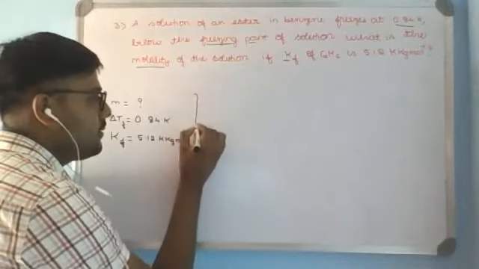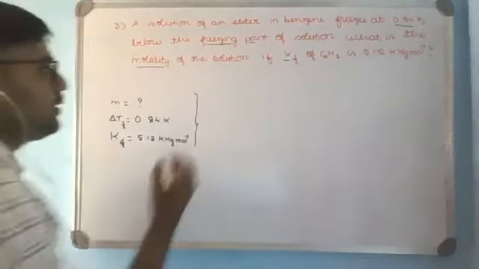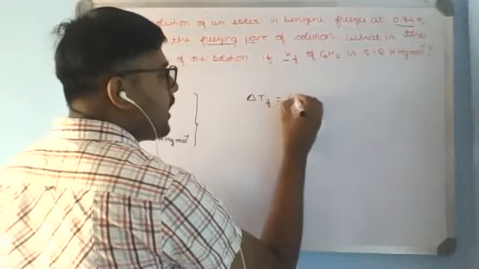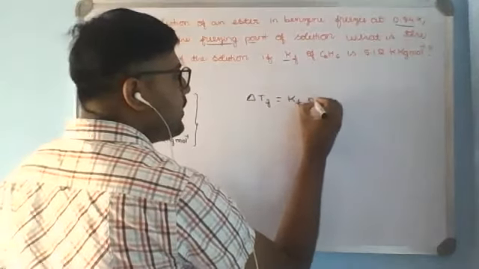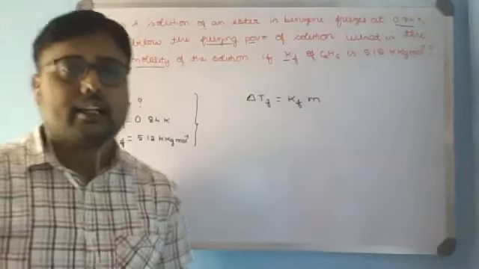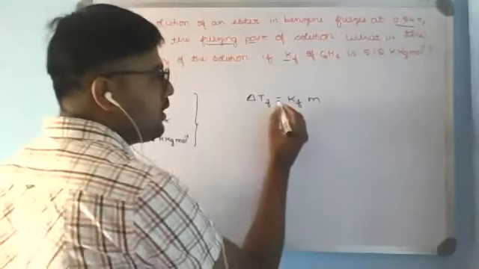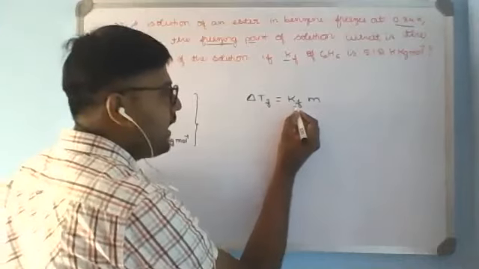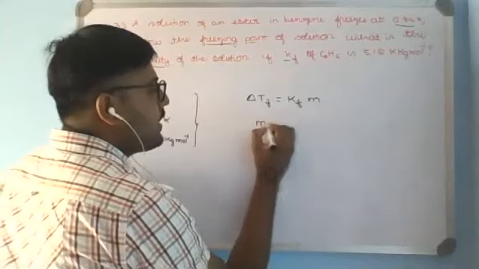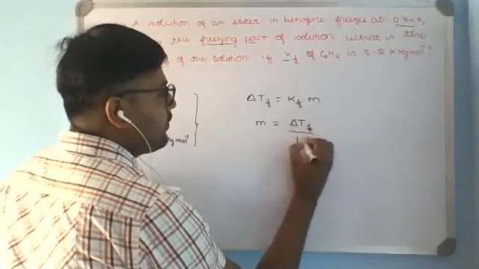Now, with this given data of the problem, let us see what we need to find. Delta TF is equal to Kf into m is the colligative property which relates the molality; molality is directly proportional to depression in freezing point. By removing the directly proportional sign, the constant of proportionality obtained is Kf. Now we'll rearrange for the required finding. So it is m is equal to delta TF divided by Kf.